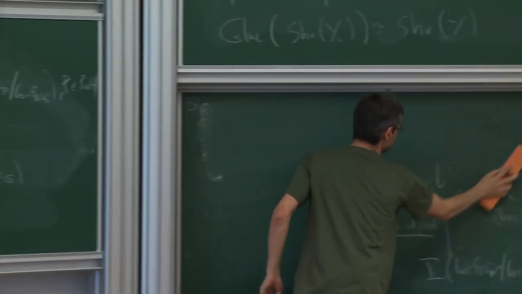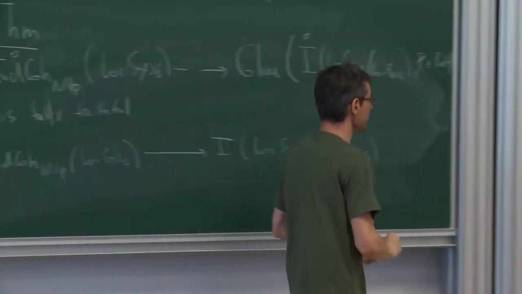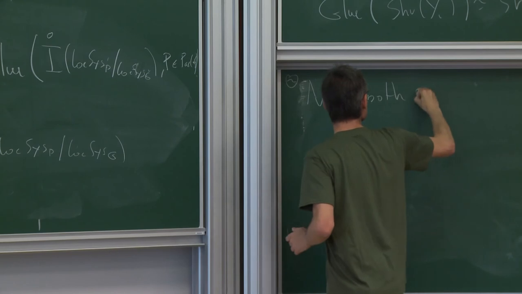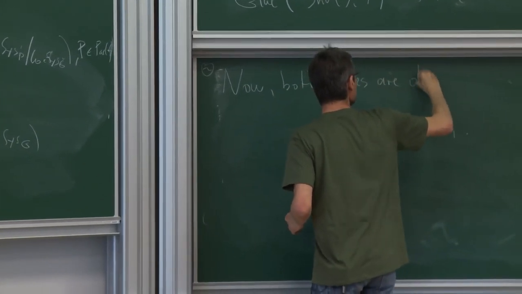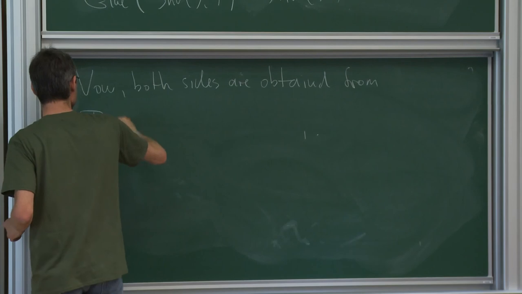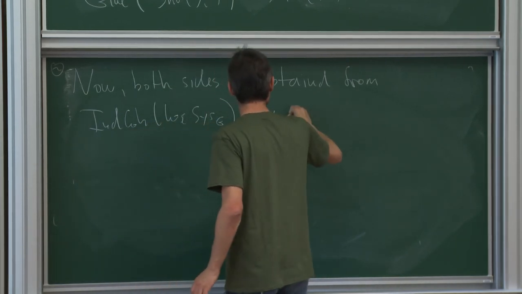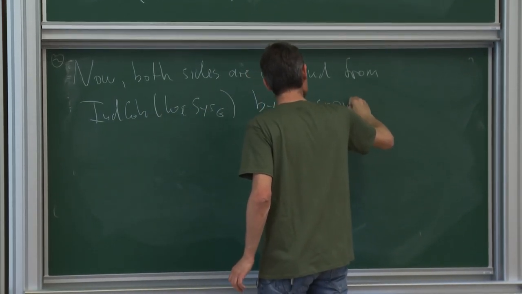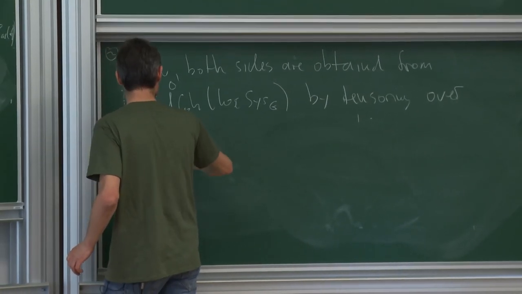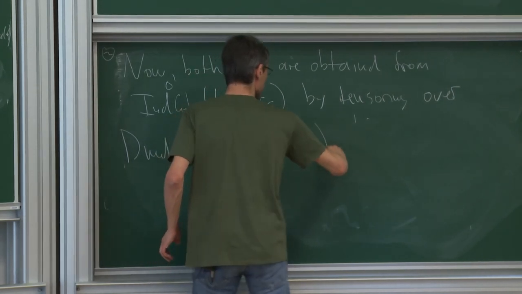So now, if you look at the left-hand sides, what you'll see is that both sides are obtained from int co loxis g by tensoring over, so loxis over d mod, sing loxis g with something.